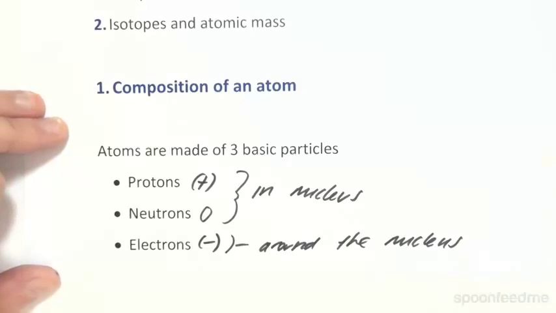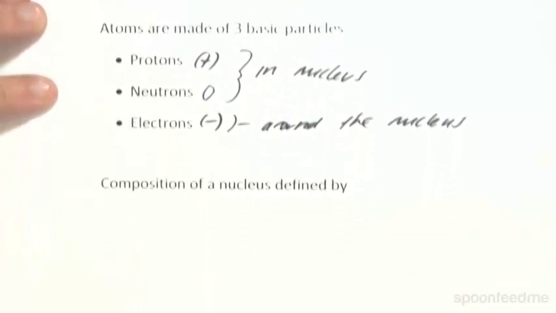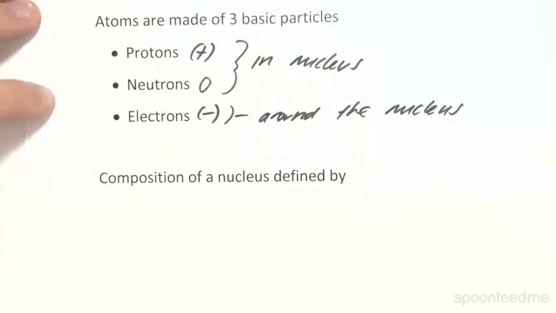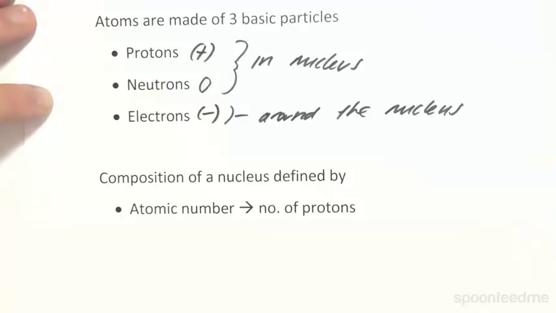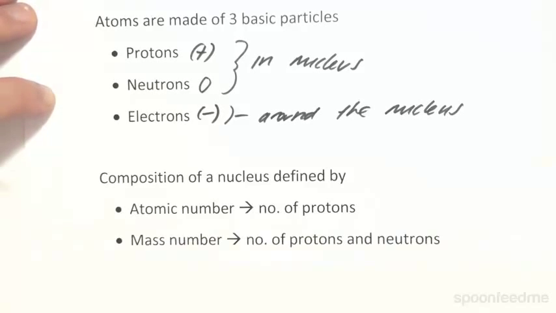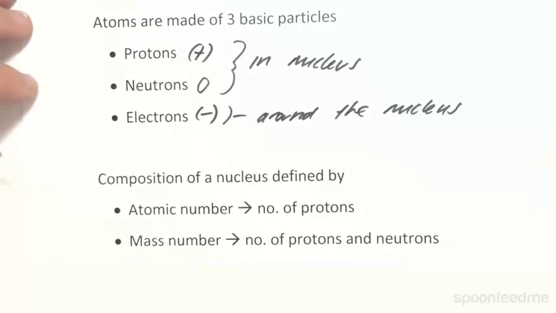Okay, and that's an important point to note. The composition of a nucleus is defined by two things. So it's defined by its atomic number, which is the number of protons, and it's also defined by its mass number, which is the total number of protons and neutrons added together. Okay, so that's really important.